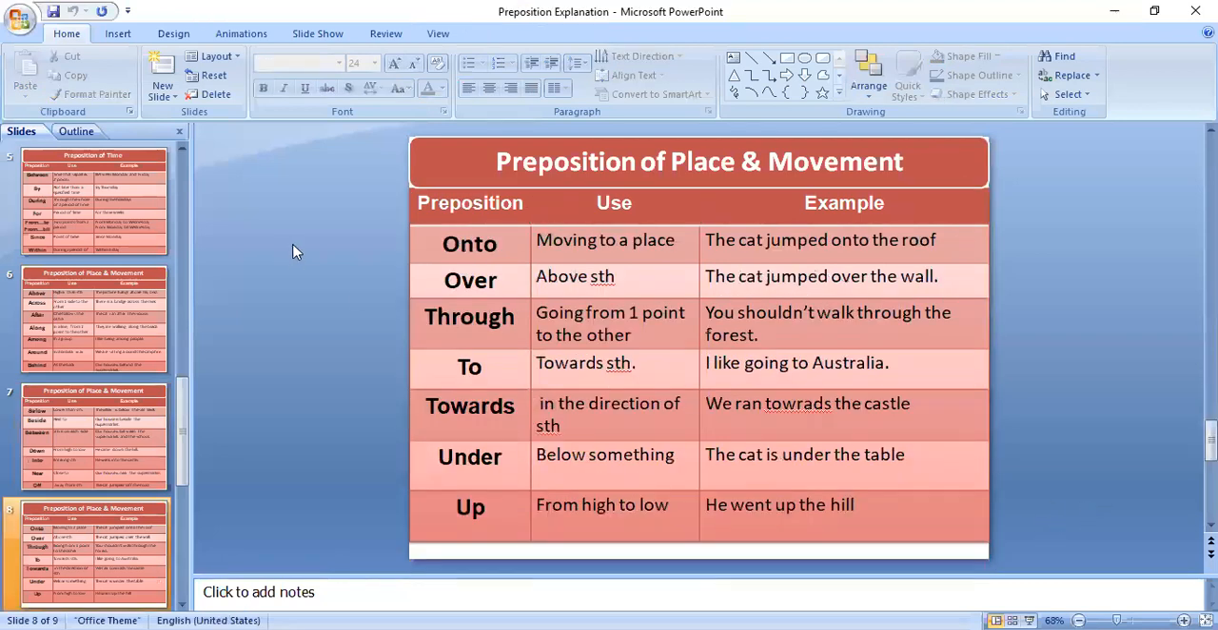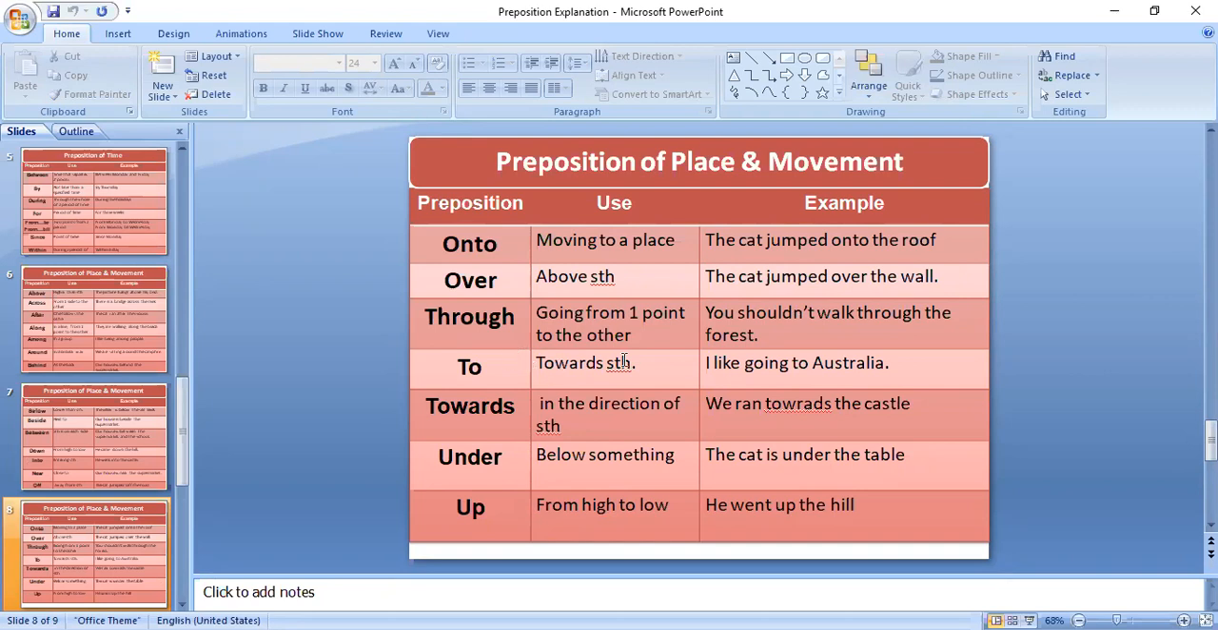Yes, coming to the next. On to. Moving to a place. The cat jumped onto the roof. On to the roof मतलब एक जगह से दूसरी जगह मूव करना, छत से उसने जंप किया. Next, over means above something. The cat jumped over the wall. Over something, over means above something, किसी चीज से ऊपर. Through, going from one point to the other. You should not walk through the forest. एक जगह से दूसरी जगह movement.